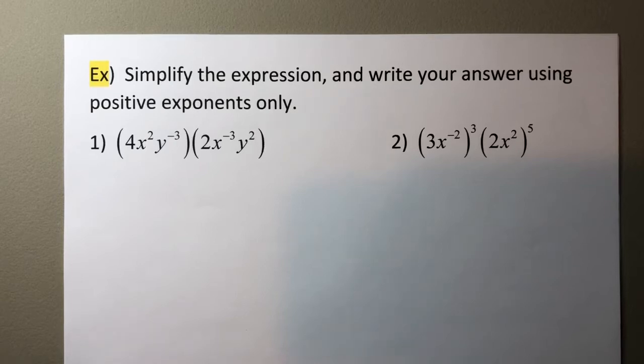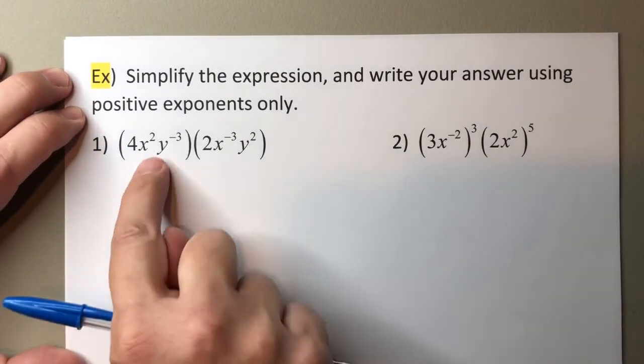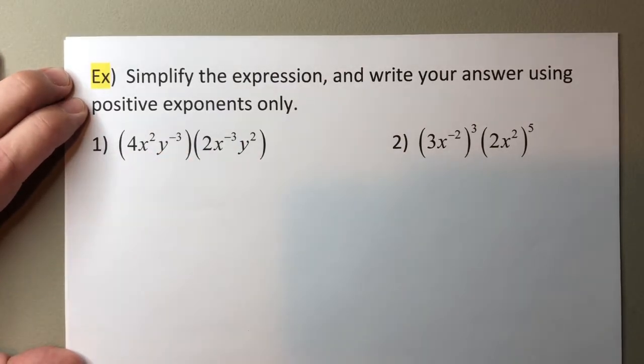All right, so example number one. Again, we have to know our properties of exponents. So how are we going to handle number one? Well, we're just multiplying two algebraic expressions together. So how are we going to handle that?